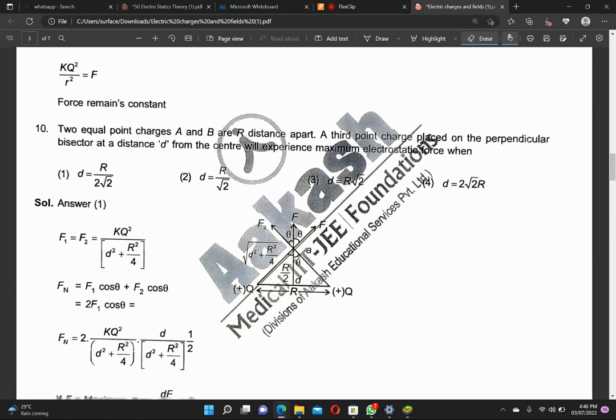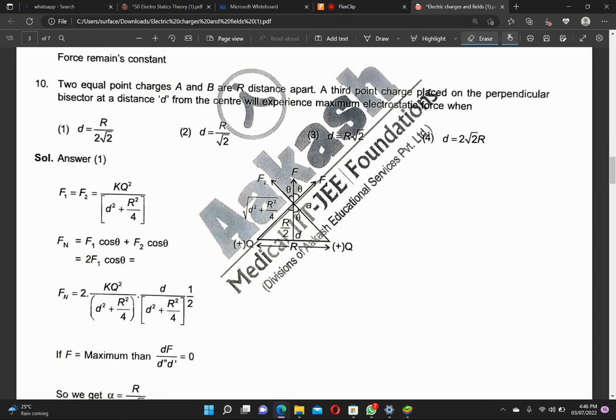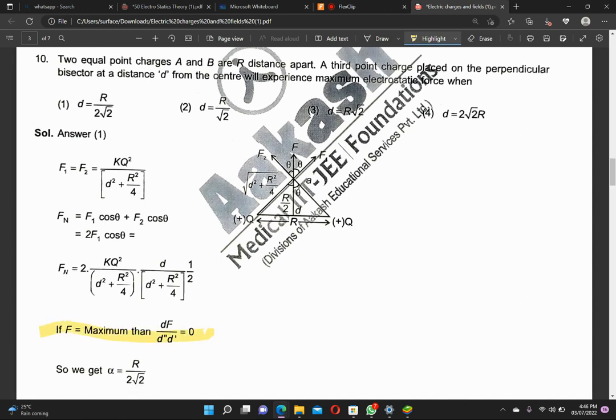Next question: two equal point charges A and B are at distance r apart. A third point charge placed on the perpendicular bisector at a distance d from the center will experience maximum electrostatic force when. You need to remember this condition whenever they ask for the maximum. This is important: you have to differentiate dF by dd.